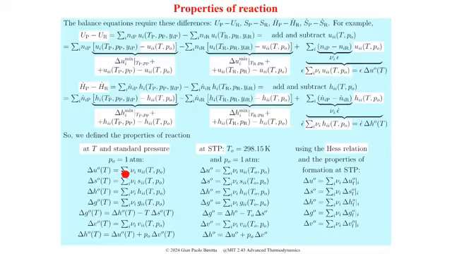And remember that if the knot here means standard pressure, so 1 atmosphere, the knot here without the temperature dependence means also standard temperature. So STP means this standard temperature, 25 degrees C and 1 atmosphere.